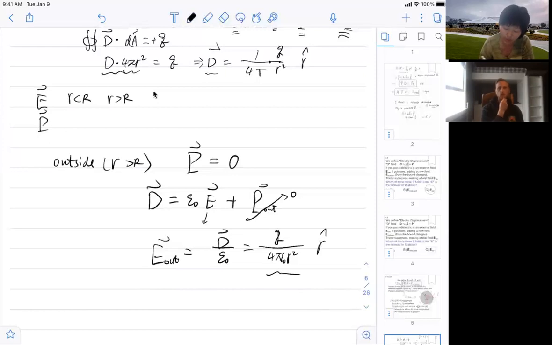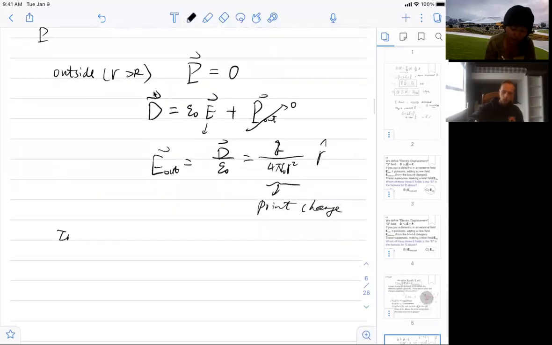Is in the r hat direction. So we calculate this by doing the D first, and then you found the E outside of the sphere is really just a point charge potential, E field. Okay, so inside E must be different, I think, because now you have polarization.